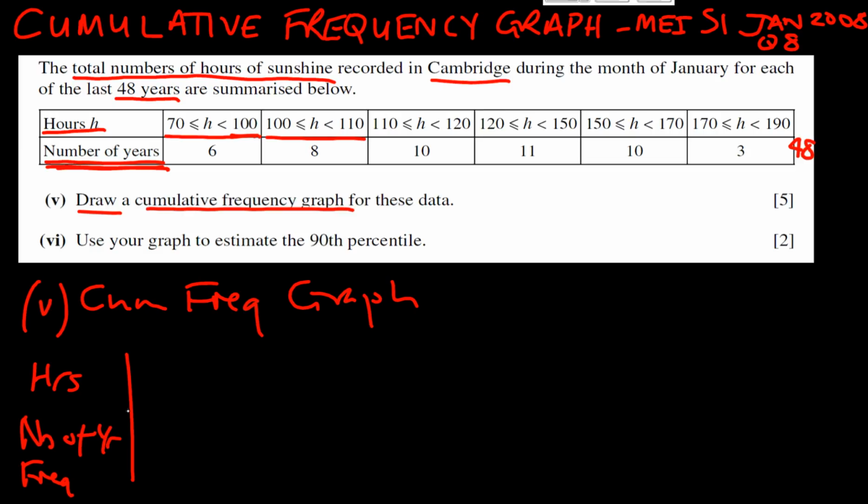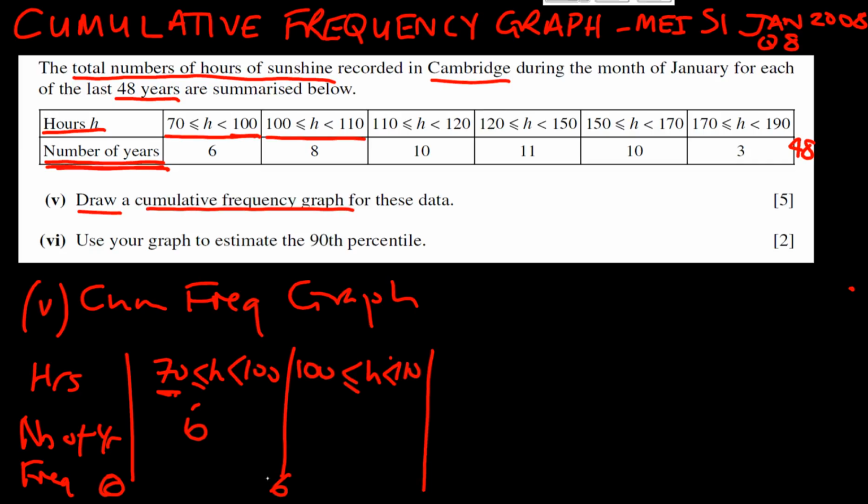First group then, 70 to less than 100. So we know we've got 6. The important thing to bear in mind here is below 70 we have 0, so the cumulative frequency at 70 is 0. At the end of this period, our cumulative frequency is 6. Our next range is 100 hours to 110. In this range we had an additional 8, so we've now reached 14 cumulatively.